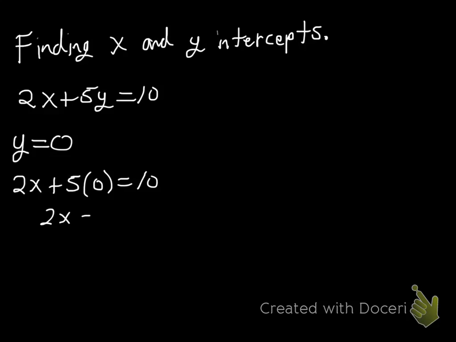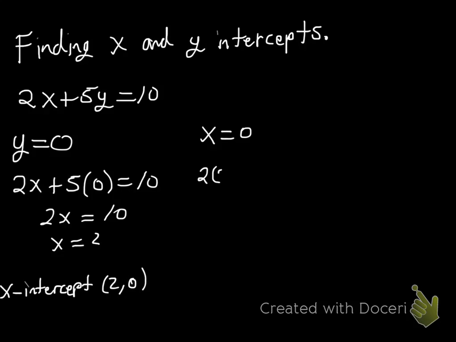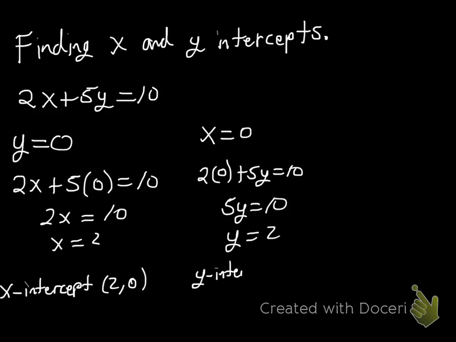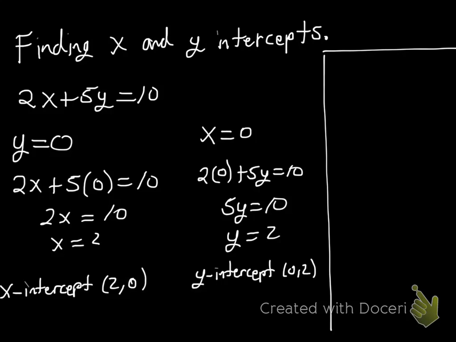and we'll go ahead and solve that, and we get x is equal to 2. So when y is equal to 0, that means we're on the horizontal axis. We haven't gone up or down, so we're crossing the x-axis at 2, 0. Now if I want to find the y-intercept, the x is going to be 0, so we're going to go ahead and plug that into the equation and solve for y, and we'll get a y-intercept of 0, 2.